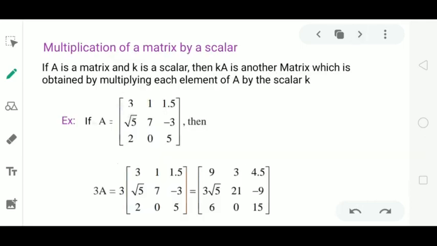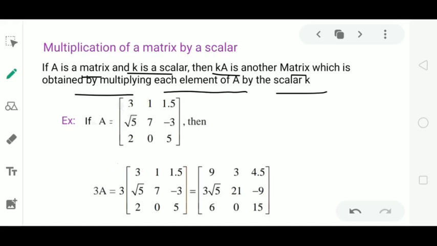Next, multiplication of a matrix by a scalar. If A is a matrix and K is a scalar, then KA is another matrix which is obtained by multiplying each element of A by the scalar K. Here we are discussing multiplication of a matrix by a scalar.